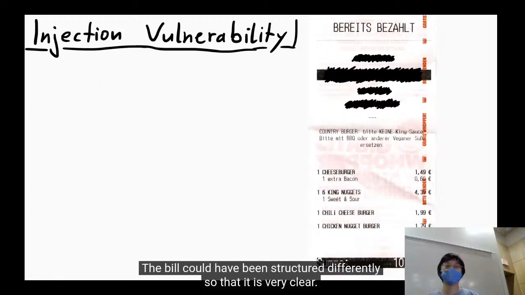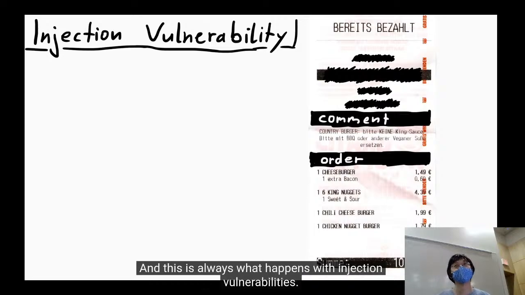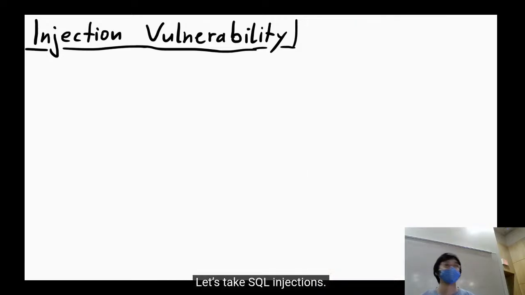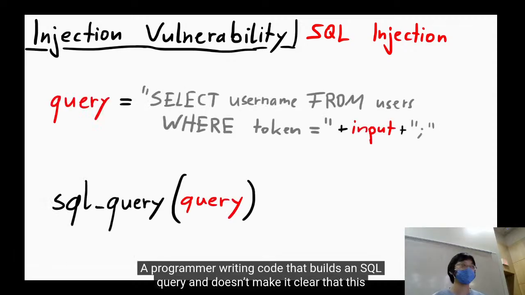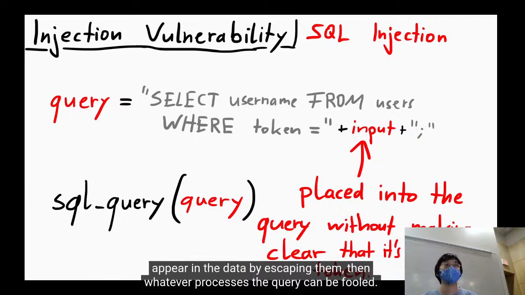The bill could have been structured differently so that it's more clear. And this is always what happens with injection vulnerabilities. Let's take SQL injections. A programmer writing code that builds an SQL query doesn't make it clear that this user data is just a string by wrapping it in quotes and making sure that no quotes can appear in the data by escaping them, then whatever processes the query can be fooled.